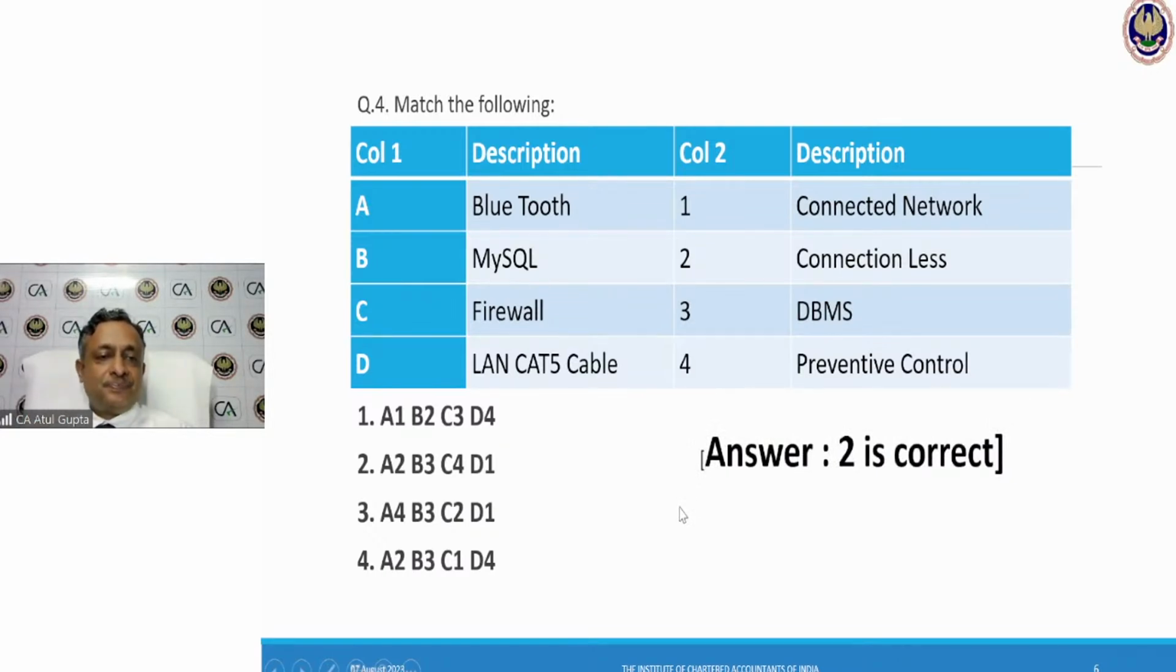Yes, good. So Bluetooth is connectionless. MySQL is a database management system. Firewall, this C, is a preventive control, and LAN Cat 5 is a cable connected network. Great.